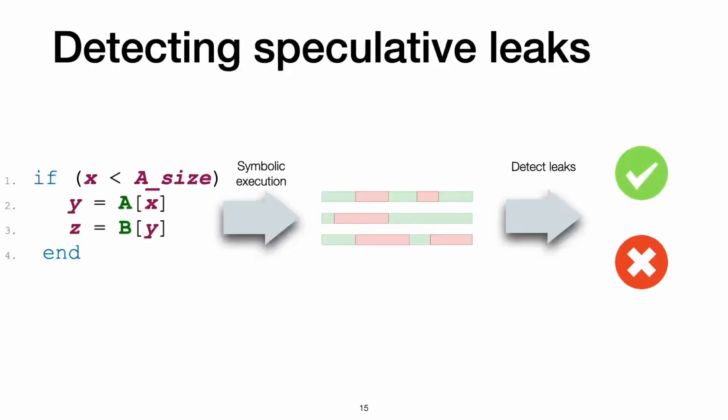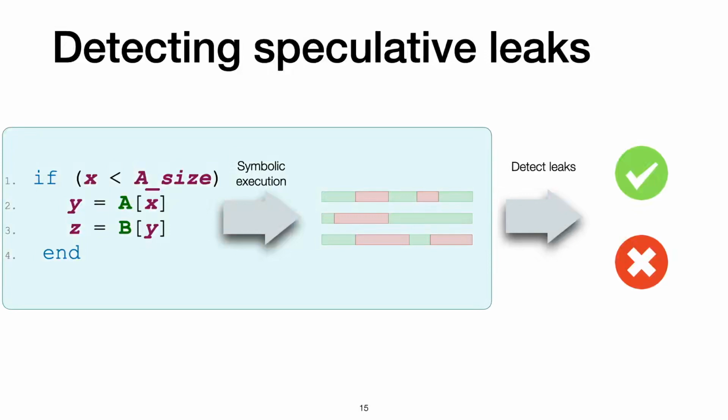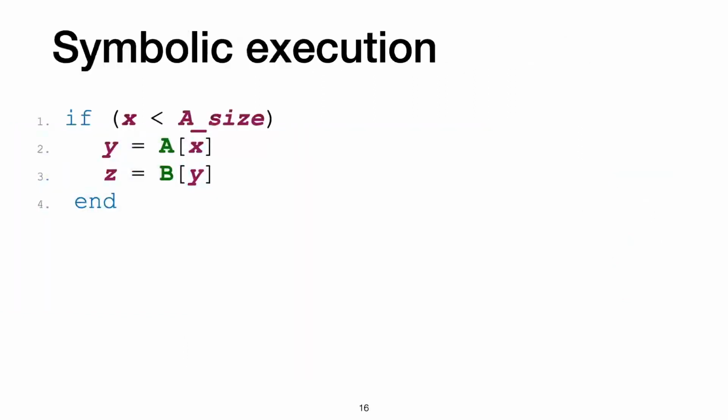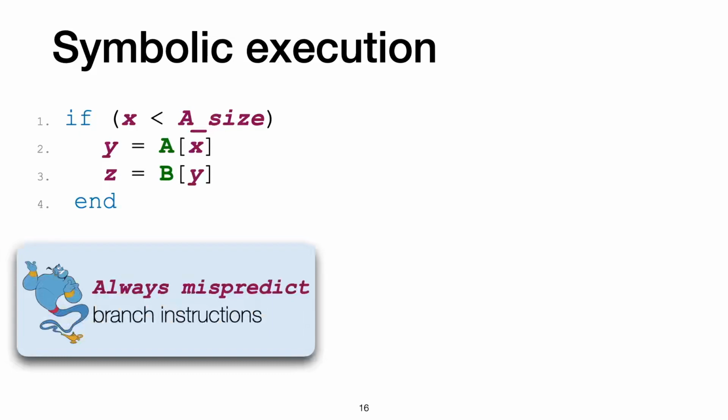Our approach for detecting speculative leaks works in two steps. First, we symbolically execute the program under the speculative semantics to derive a set of symbolic traces which summarize the program's leakage. Each symbolic trace consists of a path condition and of a sequence of observations along the path. Let's see how this works using our Spectre v1 snippet. As I said before, we symbolically execute the program under the speculative semantics. As a prediction oracle, we use the always mispredict oracle, which mispredicts the outcome of all branch instructions.